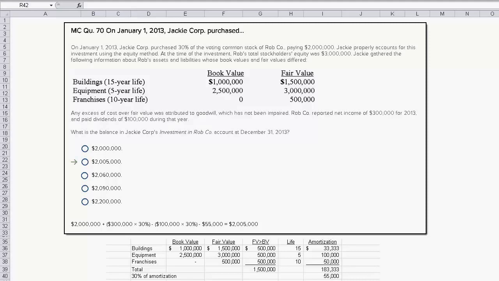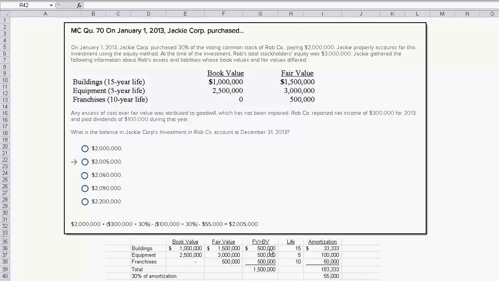All right. So here's how you would solve the answer. By the way, it's 2005. Let me read that in millions. It's $2,005,000. And here's what you've got to do. You've got to look down here and say, all right, here's my book value, my fair value. Here's my excess of fair value over book value.